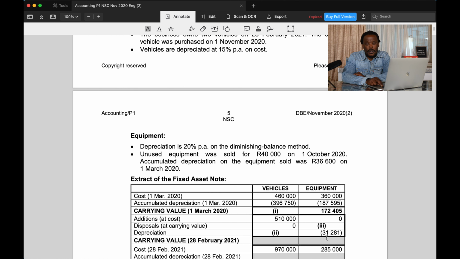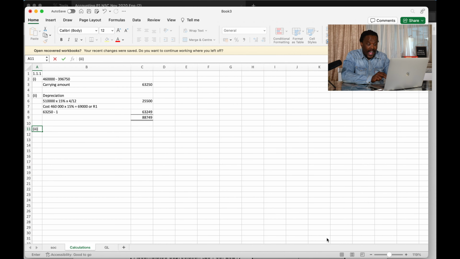Disposals at carrying value. Now, when disposals is mentioned on the question paper, you must know that asset disposal comes into play, and you must know that the examiners want you to determine whether you get a profit or a loss on sale of asset. Candidates, just be careful with these things and make sure that you are precise and you answer the question. Don't answer what is not asked.